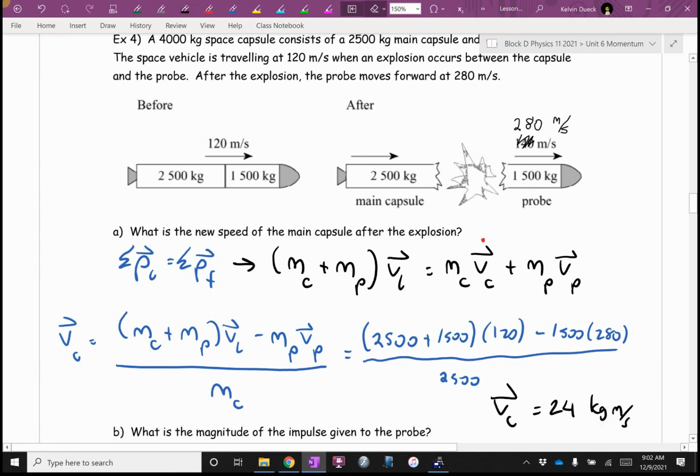It said speed, but if you ask me for a direction, still forwards. If it was moving backwards, could it move backwards? Yeah, the explosion could have been so big that the capsule could have been blown backwards. How would I know it was blown backwards? What would I have got as an answer? Negative. Yeah. I don't know, because it's the velocity. Thank you. I did a momentum. I'm in a slump this morning.